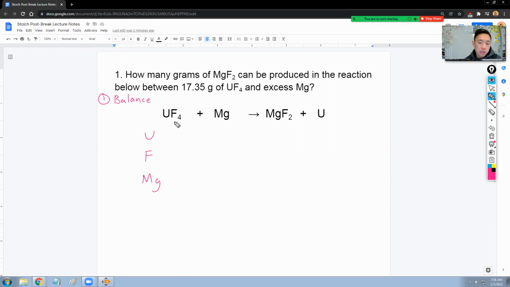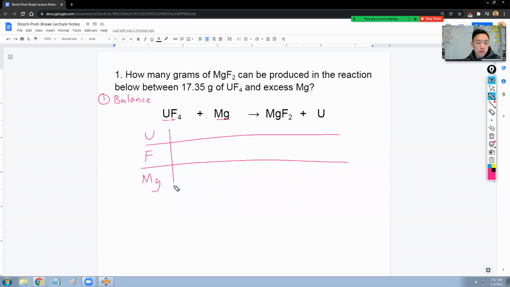And so here we just look at the capital letters. So we have uranium, U, capital F, and then capital Mg. The lowercase letter applies to the capital in front of it. So here we have 3 different elements. And if you notice, you should have the same ones on the right side. So we're just going to make a quick table.